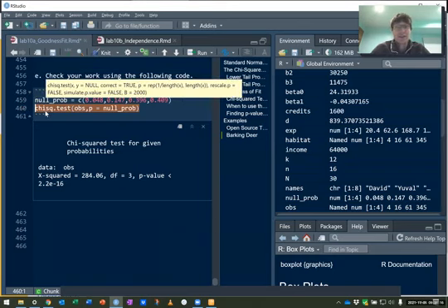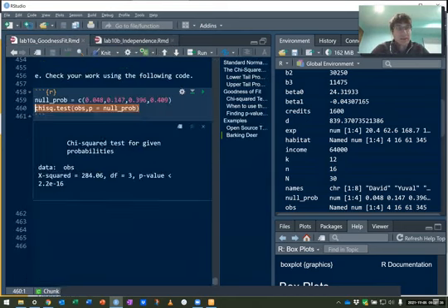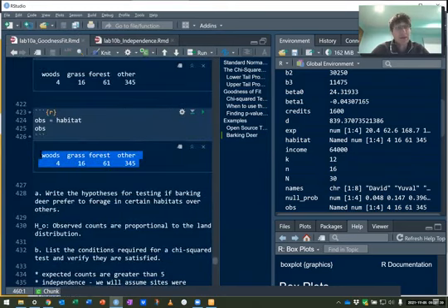So then next is lab 10B. 10B is another test that uses the chi-square statistic, but instead of a one-way table where we have different categories, like you could see our observed counts here, the test of independence looks at two-way tables and says, are these two variables related to each other?